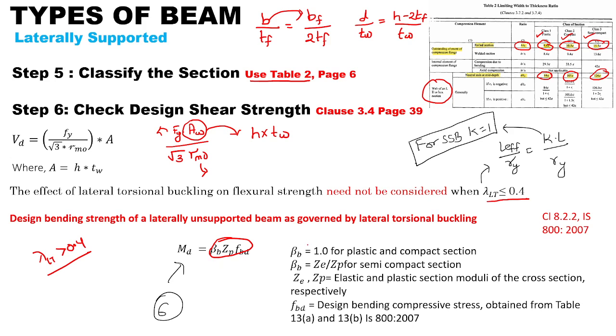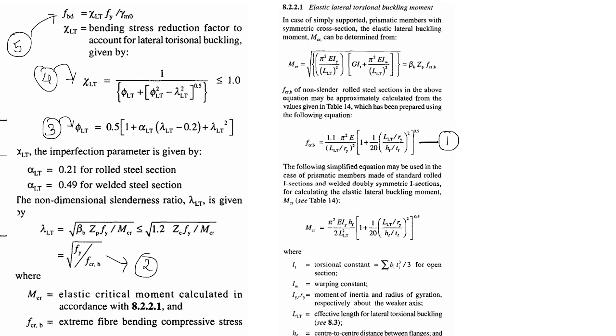Here beta b is 1 if the section is plastic and compact. So how we will know plastic or compact? We did in step 5 already. So beta b will be 1 if the section is plastic, and the ratio for semi-compact is ZE by ZP. And ZP is basically the plastic section modulus, which can be found from table 46. There it will be under ZPZ. FBD, this FBD can be calculated using these formulas.